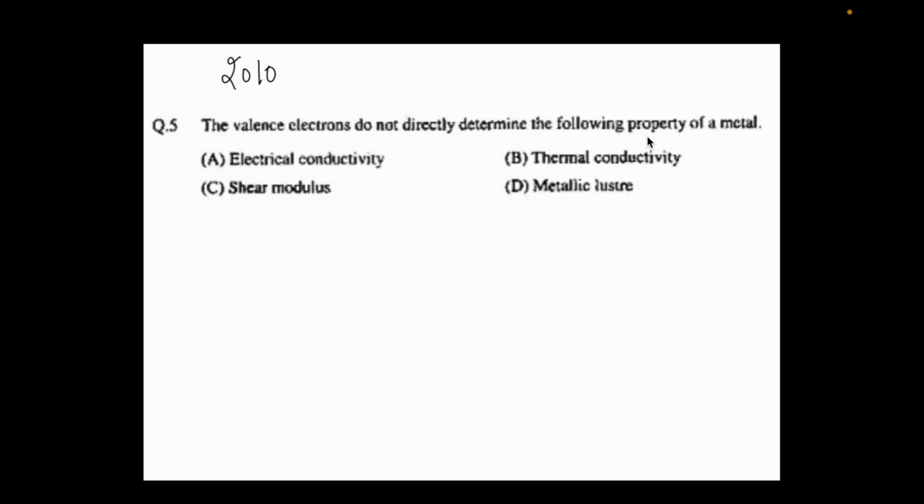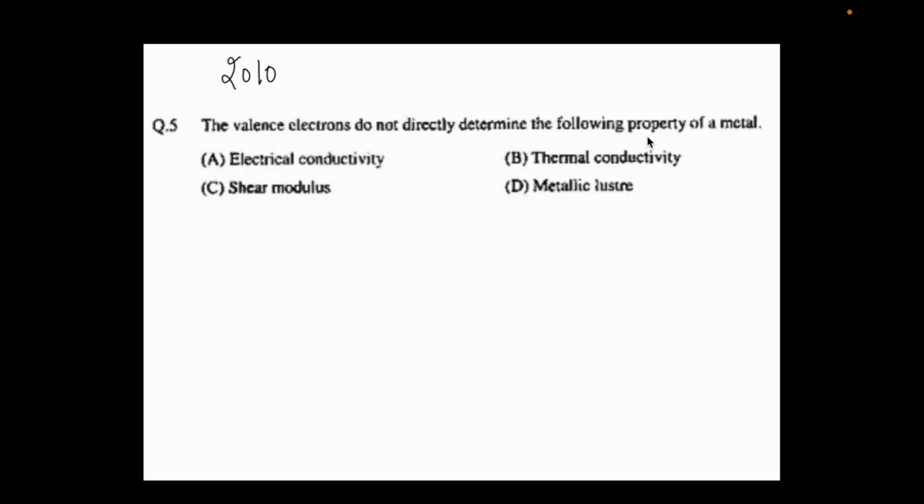And the second one is thermal conductivity. Now it is related to the transport of heat in metals, which relies on the movement of free electrons, obviously the valence electrons, even in the conduction case. So this is clearly described by this property.